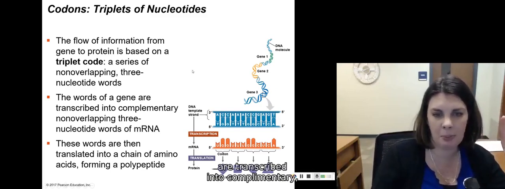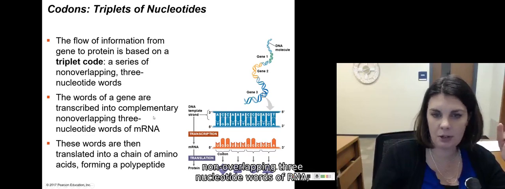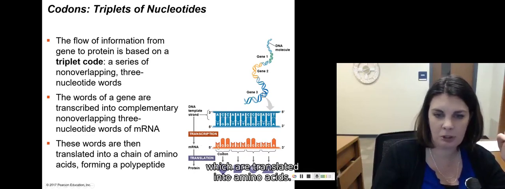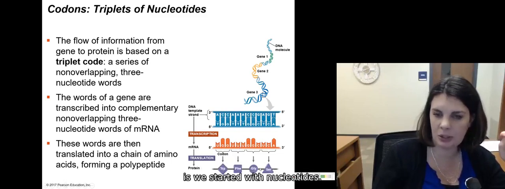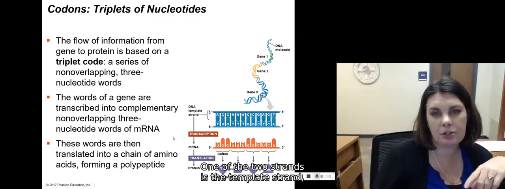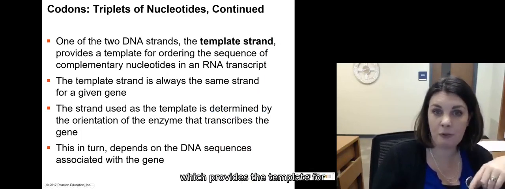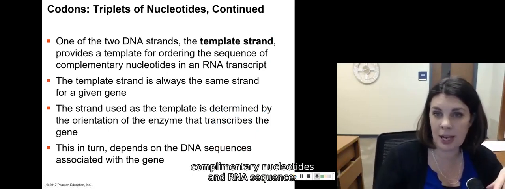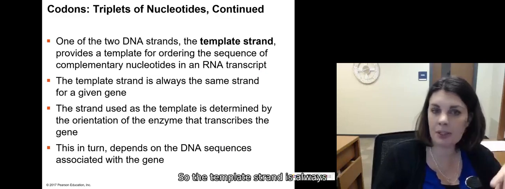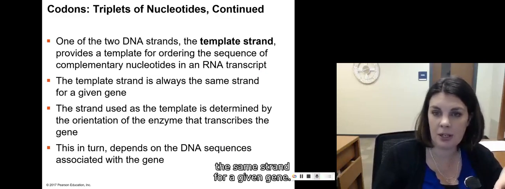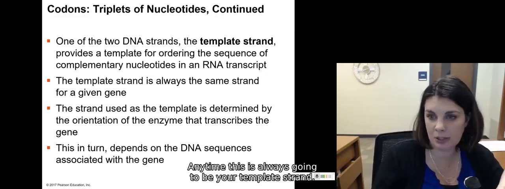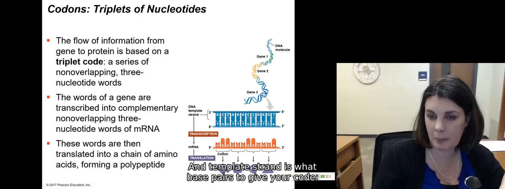Okay, so the words of a gene are transcribed into complementary, non-overlapping 3 nucleotide words of RNA, which are translated into amino acids. So we have 1/3 as many amino acids as we started with nucleotides. One of the 2 strands is the template strand, which provides the template for ordering the sequence of complementary nucleotides in an RNA sequence. The template strand is always the same strand for a given gene. This is always going to be your template strand, and your template strand is what base pairs to give your code.